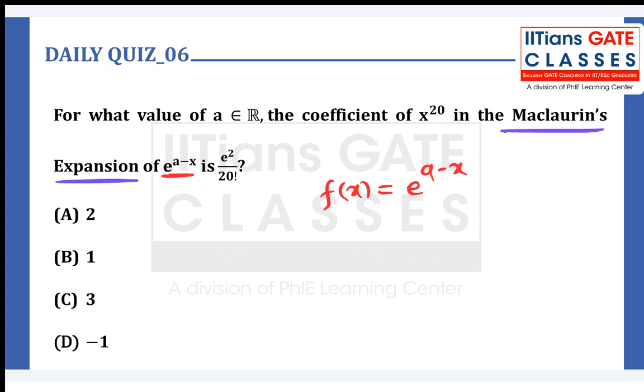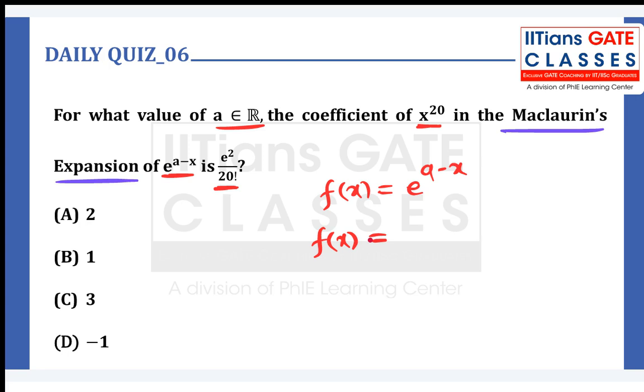And now you're supposed to find the value of a for which the coefficient of x power 20 term in the Maclaurin's expansion becomes e square by 20 factorial. Okay, so we'll do that, but just have a look at this. See, what you can do is e power a minus x, Maclaurin series expansion as well.